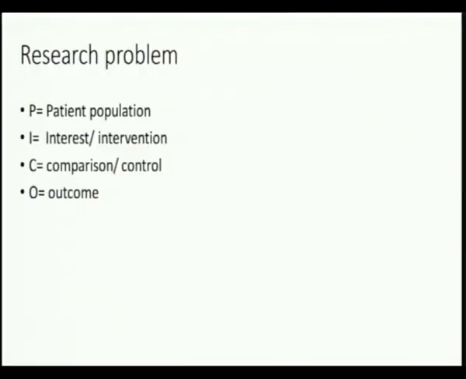So here we have the research problem, where we have four important components, that is patient population, interest, comparison, and the outcome. This PICO format we need to always keep in mind. Any problem you have, just keep in mind these four important components.